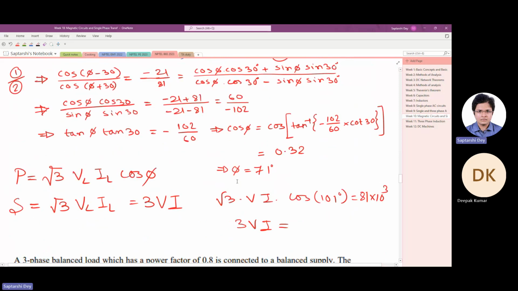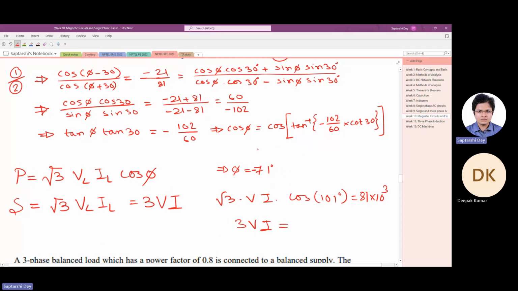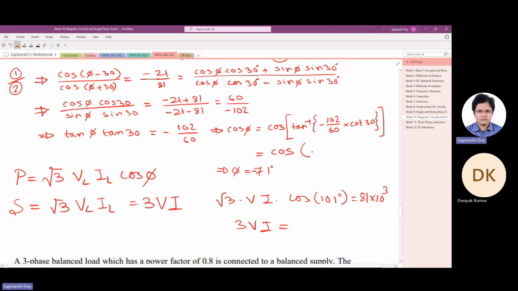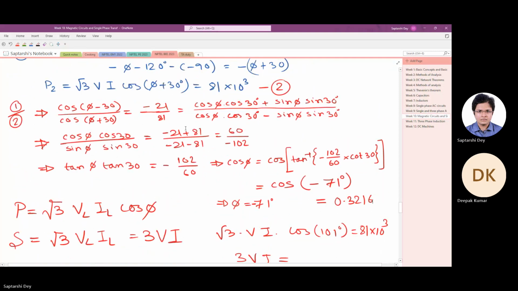Let me check if this equation is correct. Cos of tan inverse of minus 102 by 60 times 1 by tan 30. Oh, okay, phi is minus 71. Okay, I shouldn't have done this. See, there is a minus sign here. My mistake. So this is cos of minus 71 degree. Since cos theta is cos minus theta, this somehow avoided our attention. This is 0.321, so that doesn't change, but phi is minus 71. So minus 71 plus 30, which is minus 41.